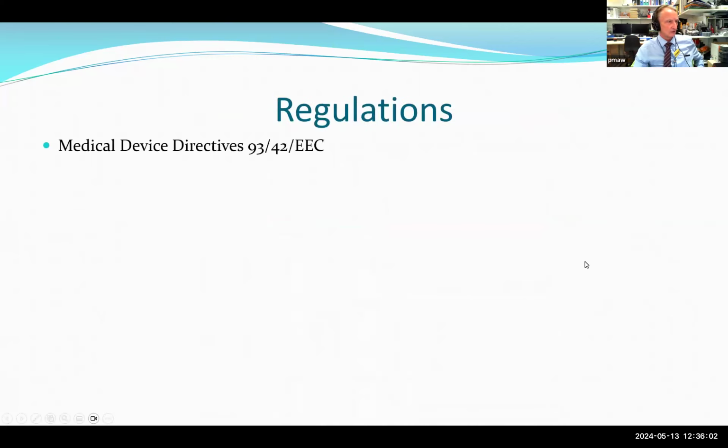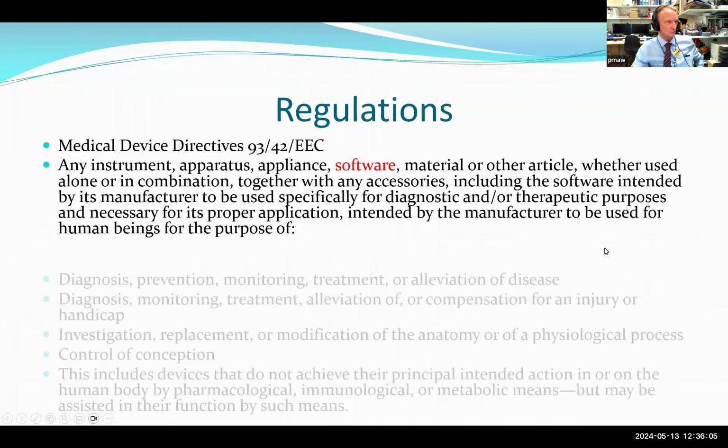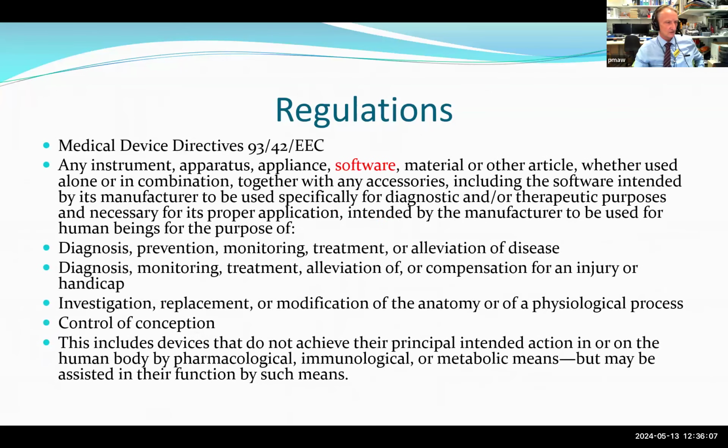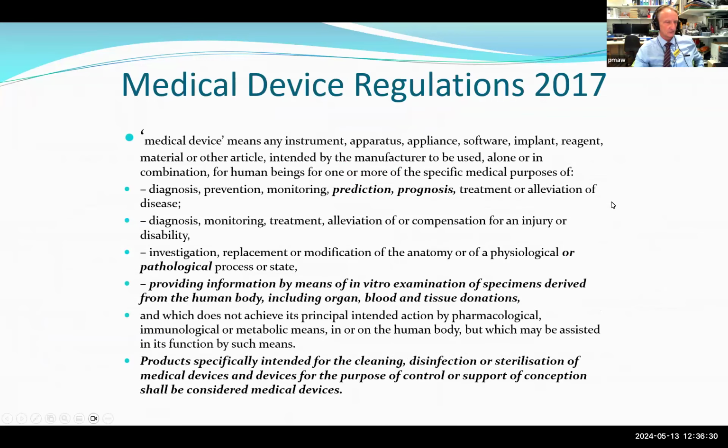So I'll very quickly run through the regulations because I'm sure we all know about these. The original ones were the Medical Device Directives 93. I've highlighted the bit here in terms of any instrument, apparatus, appliance, or software, because software became its own medical device with a later edition. And the thing I always remember if I'm trying to decide if something's a medical device is, does it do diagnosis, prevention, monitoring, or treatment? And then, of course, in 2017, it was updated, pretty much the same, not much change.